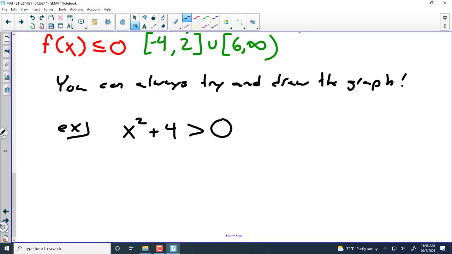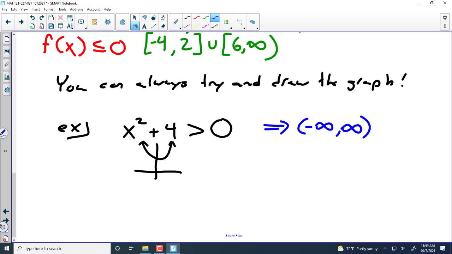When is x squared plus 4 greater than 0? What does the graph of x squared plus 4 look like? It's a parabola, and what's happened to it? Shifted up 4 units. The graph looks like this. When is the graph of x squared plus 4 above the x-axis? Always. Done. When is it above? It's always above.